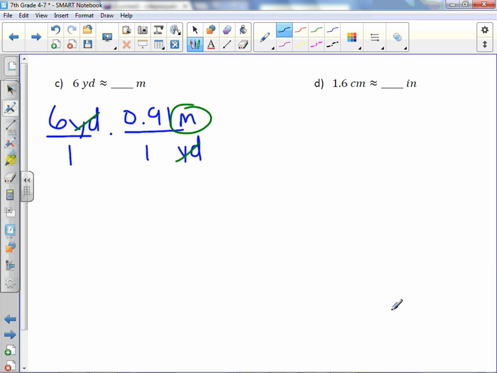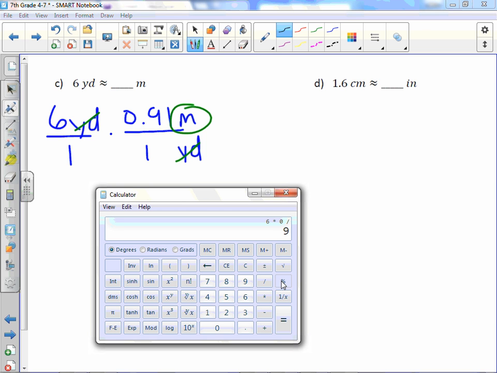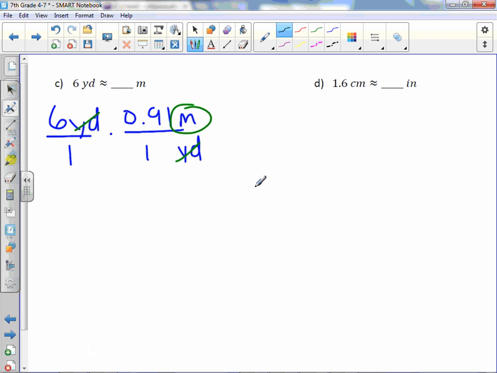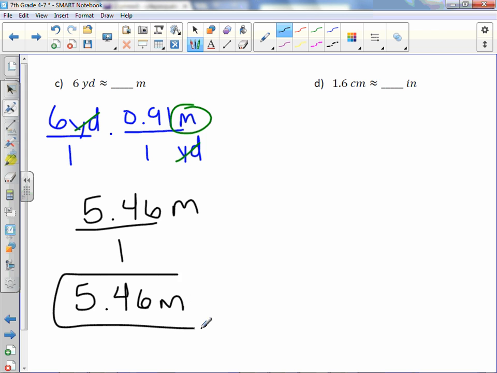Multiply your numerators. 6 times 0.91. We get 5.46. It's already to the hundredths place. 1 times 1 is your denominator, which is 1. Divide it out, we get 5.46 meters. No need to round because it's already at the hundredths place.